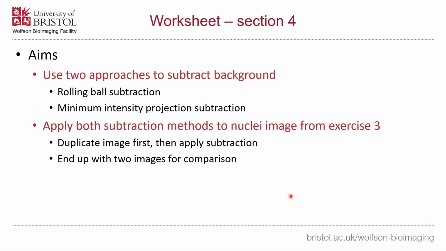Now for worksheet section 4, what we want to do is again take two different approaches to subtract off that background. One will be taking our previous max intensity projection image and running the rolling ball subtraction. The other will be going to the stack, generating a minimum intensity projection, and then using the image calculator to subtract that minimum intensity projection from the maximum intensity projection. As before, we're then going to look at the results from those two operations and decide which one we think has given us the best image. And in that case, it's just bright nuclei, sharp edges, and complete background subtraction as possible.